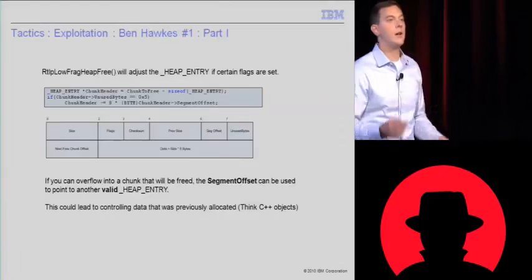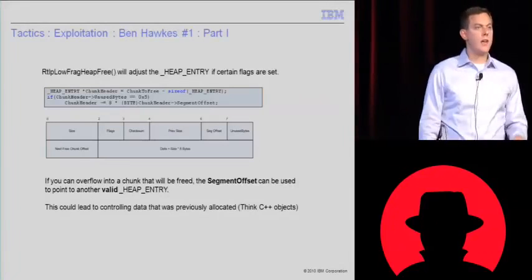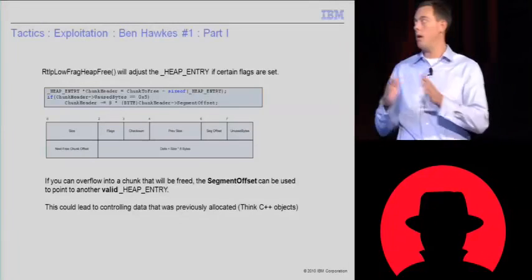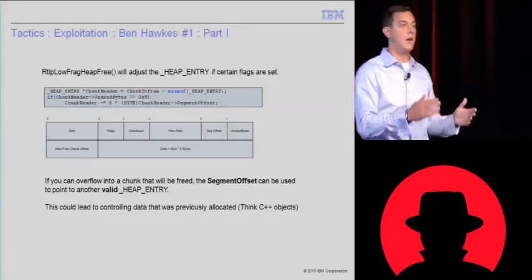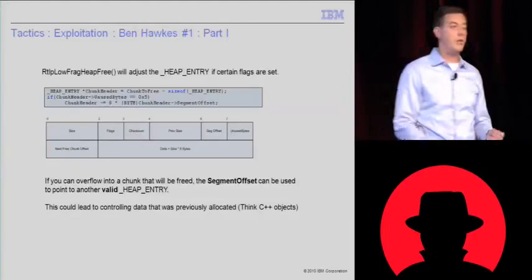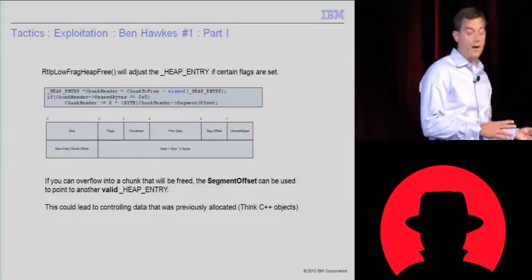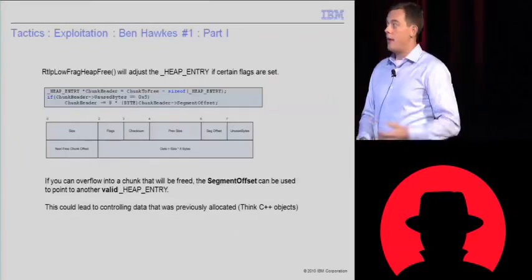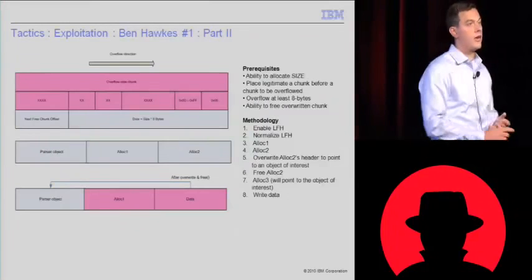We saw when freeing a low fragmentation heap chunk that if the unused bytes have a value of 5, the pointer is actually updated to a different location instead of the chunk header that you just passed in. Well, what could you do with this? You control the amount that is subtracted if you have an overwrite, and you control whether it gets triggered. I think the best thing that you could do with this is abuse C++ objects.